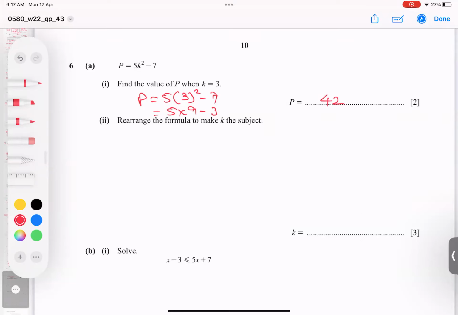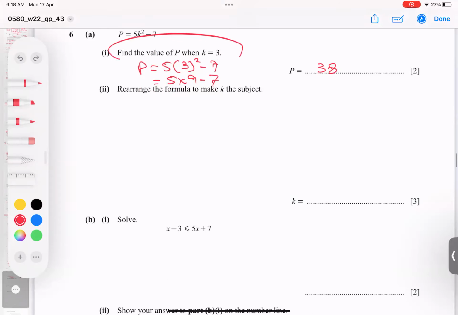9 fives are 45. And oh, sorry, this is 7. This is a 7. So it's not a 3, 7. So answer is coming 38. Because it's 2 marks, some students try directly putting the value and getting answers. So better to show some steps. And find also means work out. Okay. Write in the sense of directly writing, but find is work out.